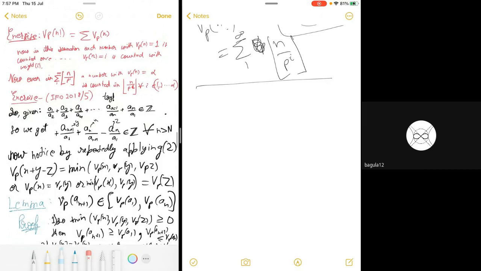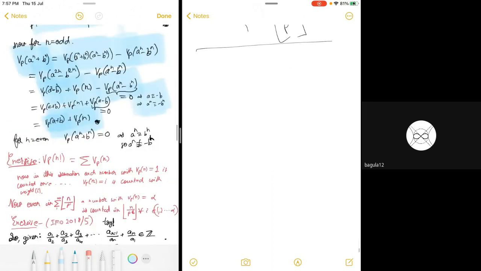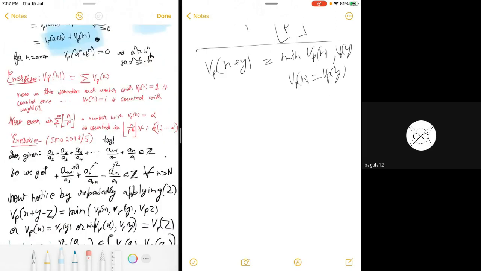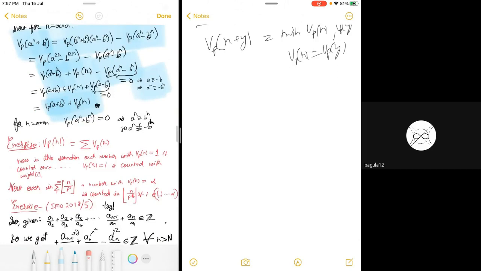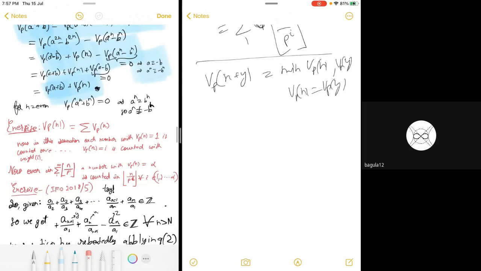Okay, so now we will see a nice application of VP of x plus y is equal to the minimum of VP of x and VP of y, or VP of x is VP of y. So this is the IMO 2018 P5. The problem says that suppose that there is a sequence A1, A2 to infinity, An for all n.